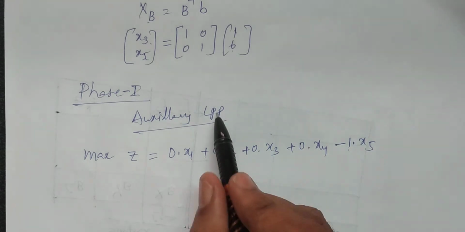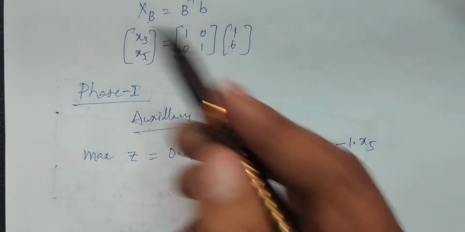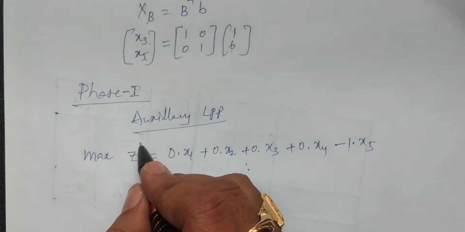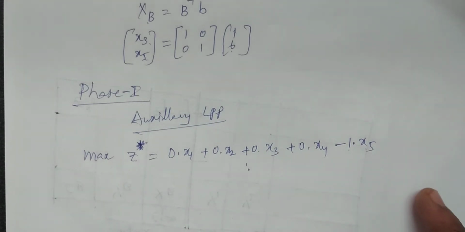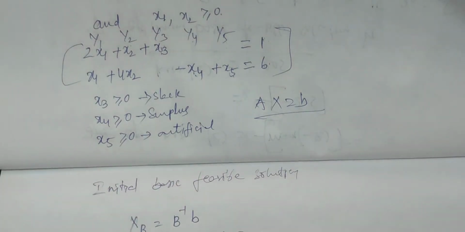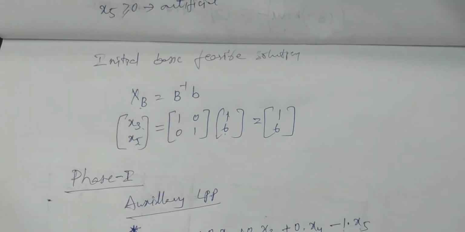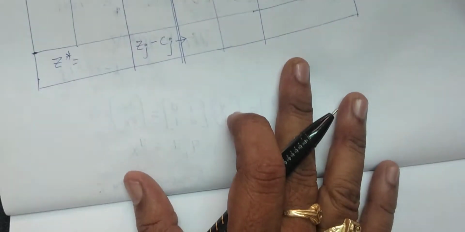That is the auxiliary linear programming problem, for which these are the constraints, and whatever matrix form you have, this is the problem you consider, maximize z star. The remaining problem is as it is, and apply the simplex procedure. So I am taking this particular initial solution and writing it in the first column of the simplex table.